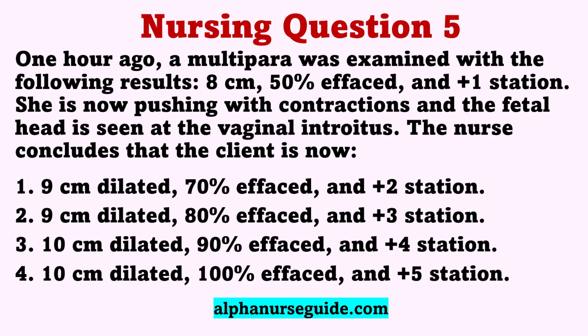The correct answer is 4. 10 centimeters dilated, 100% effaced, and plus 5 station. In option 1 and 2, this client is still in stage 1, which is when the cervix is not fully effaced or fully dilated, and the station is high. In option 3, although this client is fully dilated, the cervix is not fully effaced, and the baby has not descended far enough. In option 4, the cervix is fully dilated and fully effaced, and the baby is low enough to be seen through the vaginal introitus.